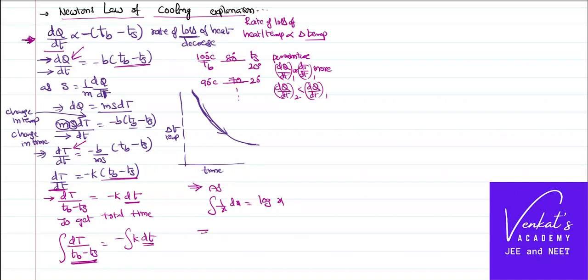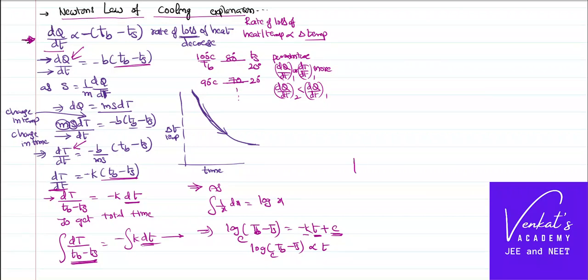So this equation will be further transformed as log of (temperature of the body minus temperature of surroundings) base e equals minus k times the integral of dt, which is t, plus some constant. That's how we can get an equation. So it's very clear that c is a constant, t is the time, k is also a constant. Then I can write log of (temperature of the body minus surroundings) base e is directly proportional to the time.